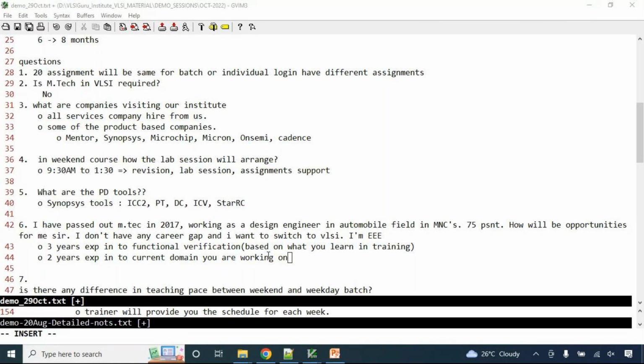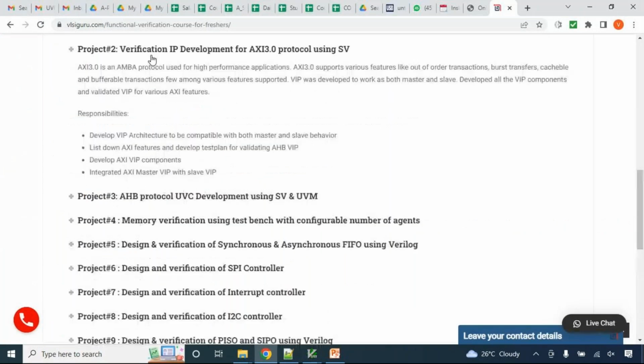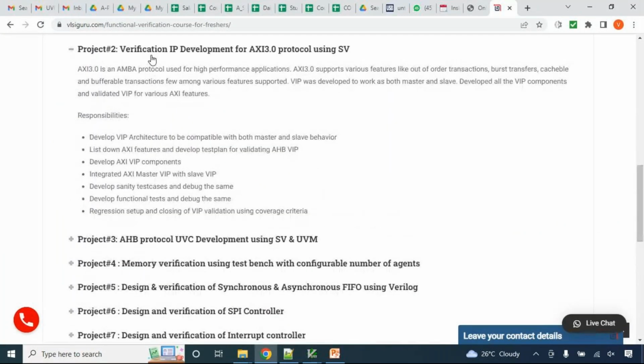The person who has asked this question, even before you join the training, just update your resume in this manner. You say that you have 3 years in functional verification, 2 years in this, and for these 3 years you go and add the same projects. Take these projects as they are and put them in your resume. Of course you cannot copy this, you just have to type it manually.